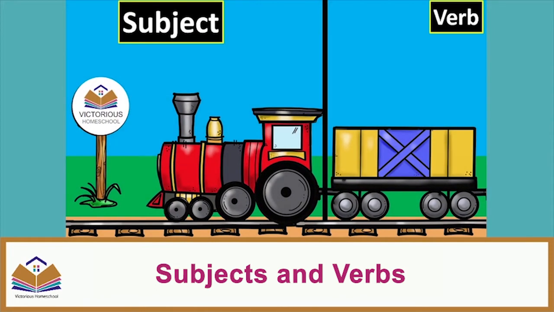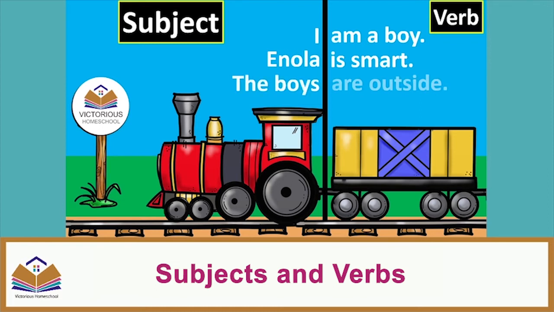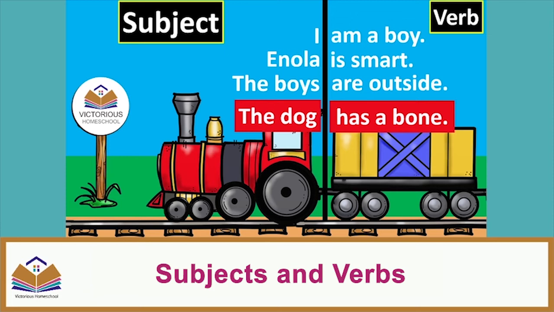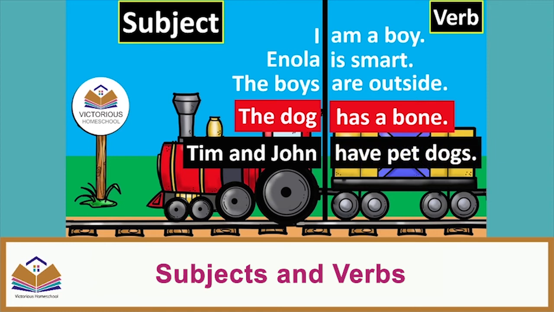Okay. I am a boy. Enola is smart. The boys are outside. The dog has a bone. Tim and John have pet dogs. It's becoming easier, right? So that's great.